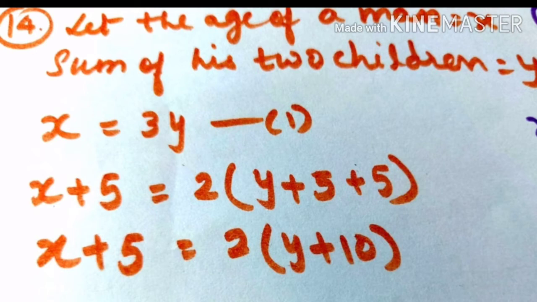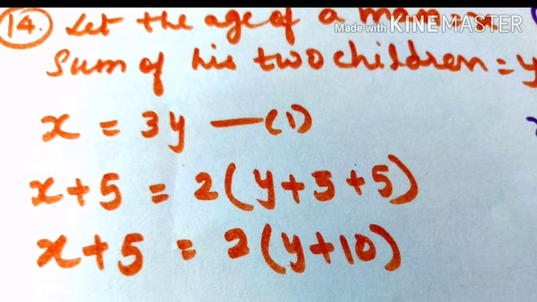So you can see the second equation: x plus 5 is equal to twice, in the bracket, y plus 10. We are adding 5 two times. Why? Because there are two children. Some of the students only add 5 once and they do not get the answer. Why? Because there are two children, that you have to keep in your mind. So you will add 5 two times here. One child is 5 years older, the other also 5 years older.